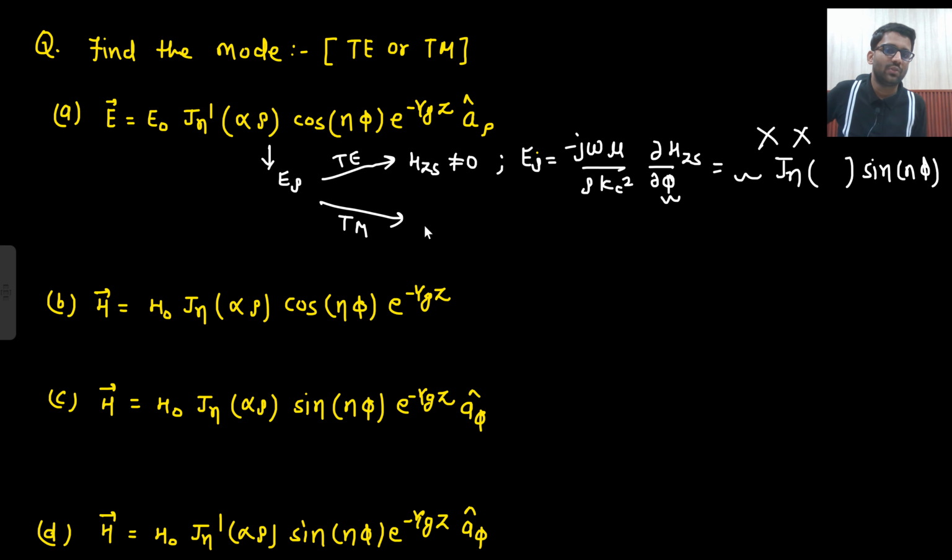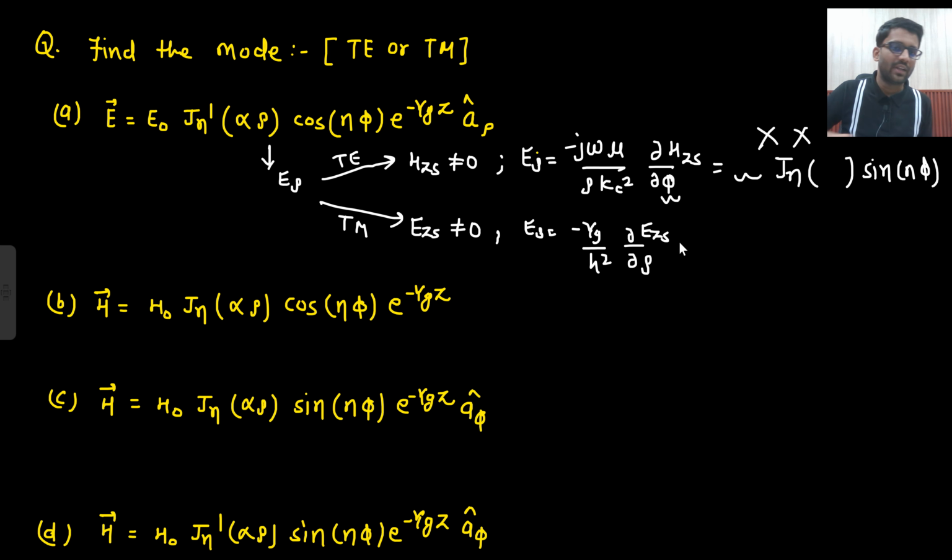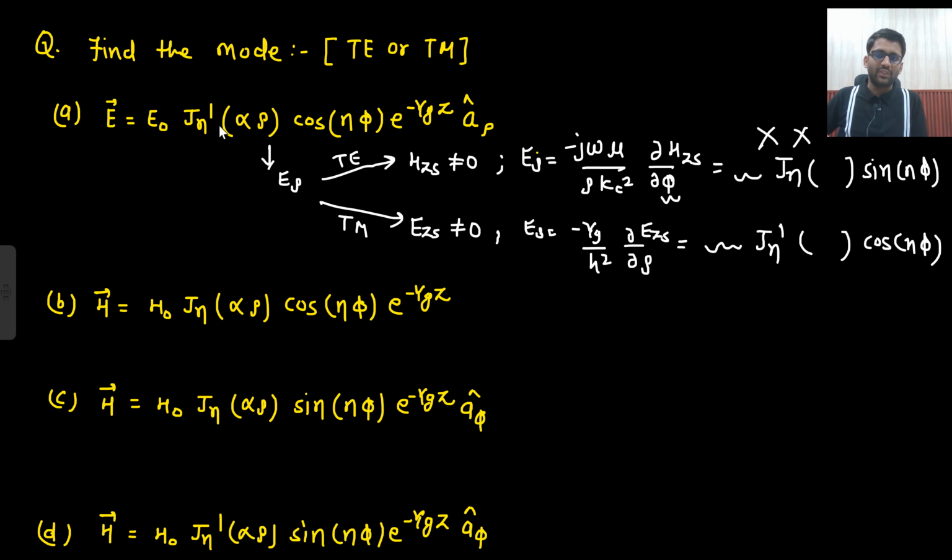So let's check for TM now. TM means Ez will be non-zero, because the magnetic field is transverse. So if I need to write down the E rho expression, what would that be? Minus gamma upon h squared del by del rho of Ez. So differentiation is done with respect to rho. That means what will I get? Some constant value, then Jn dash, and phi will remain there as it is, so cos phi. So Jn dash, cos and phi. That means this is the answer. So what is the answer? This is your TM mode. So will you be able to determine the mode?